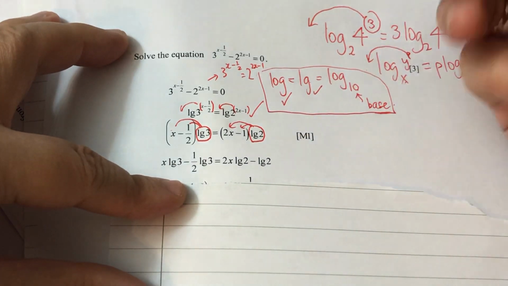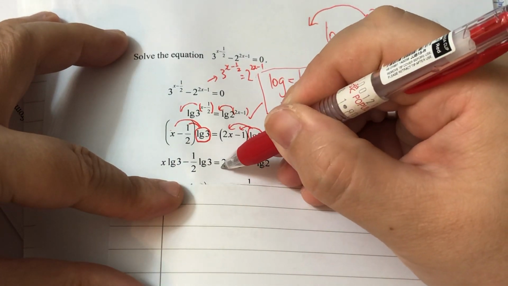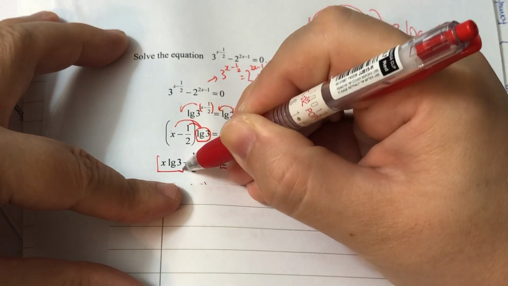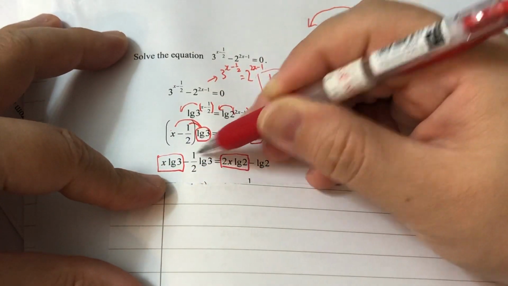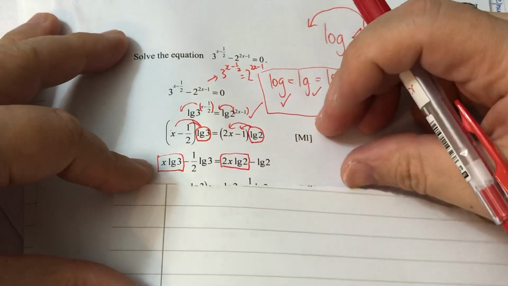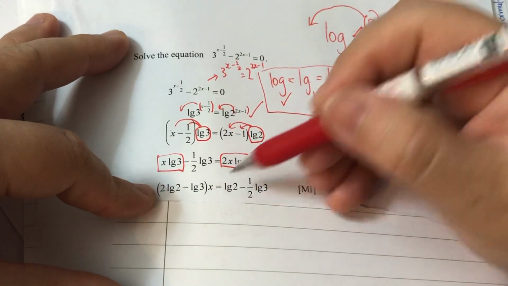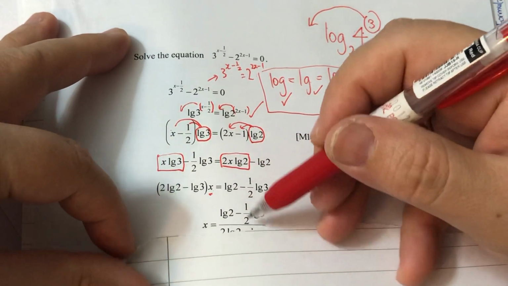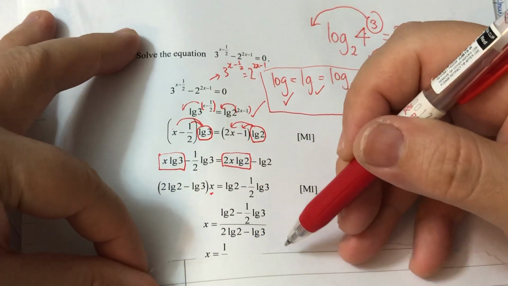Then now what do you do? Same as what you've done in your sec 1. Group all the x together. That means make x the subject. So I group all the x together, then make x the subject. Then when you press the calculator, you will get this.